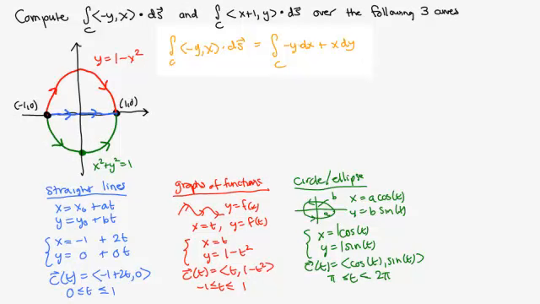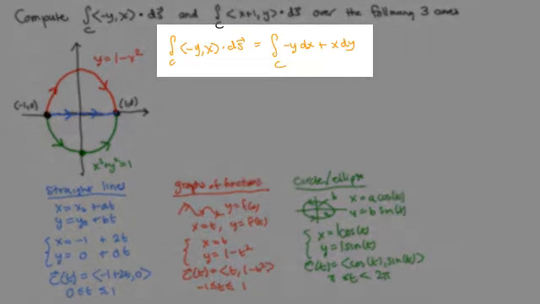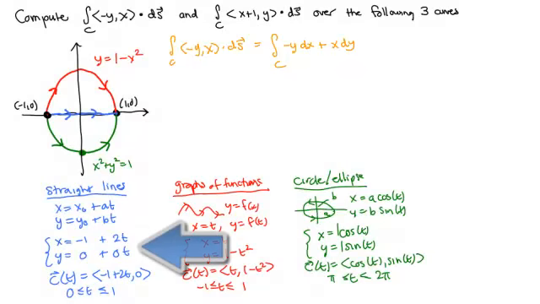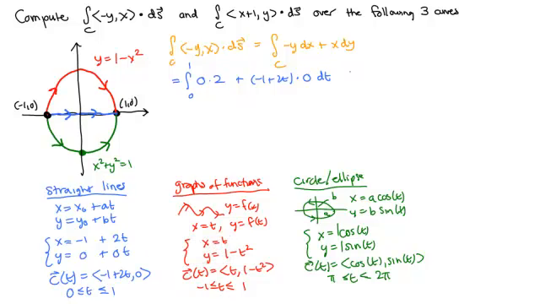So let's work out this line integral here under the straight line parameterization. We would integrate from 0 to 1 of negative y, well, the y value is 0, times the derivative of the x value, which is 2, plus the x value, which is negative 1 plus 2t, times the derivative of the y value, which is 0, dt. So that will simply be the integral from 0 to 1 of 0 dt, which will evaluate to 0.